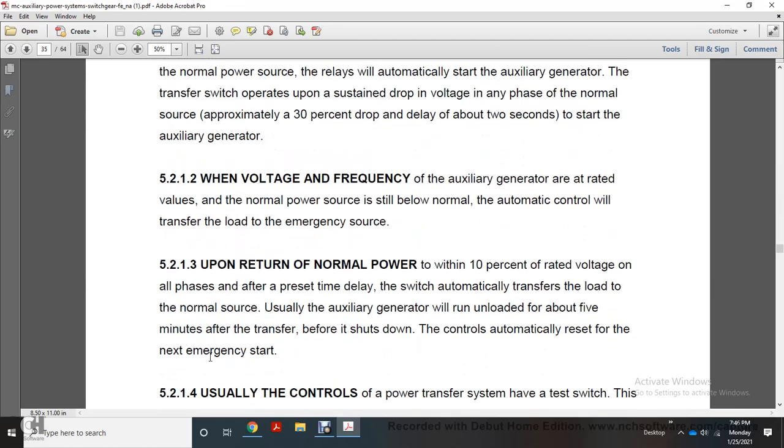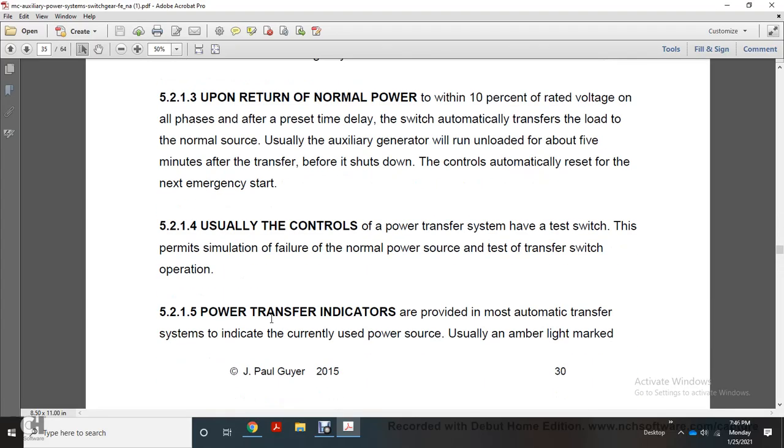Upon return of normal power, within 10% of the rated voltage on all phases, after a preset time delay the switch automatically transfers the load to the normal source. The auxiliary generator will run under load for about 5 minutes after transfer before it shuts down. The controls are then automatically set for the next emergency start.